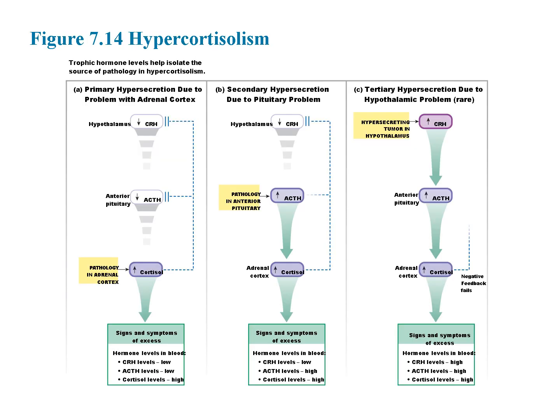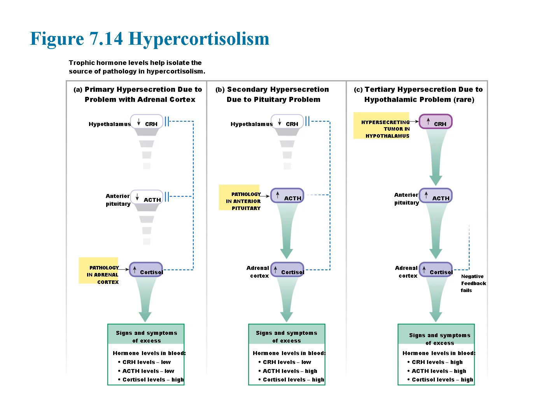This figure explains hypercortisolism, a condition characterized by excessive cortisol levels, by illustrating 3 types of hypersecretion based on the source of dysfunction. In primary hypersecretion, the adrenal cortex itself is the problem. It produces excessive cortisol, which leads to low corticotropin-releasing hormone and adrenocorticotropic hormone levels due to negative feedback inhibition.